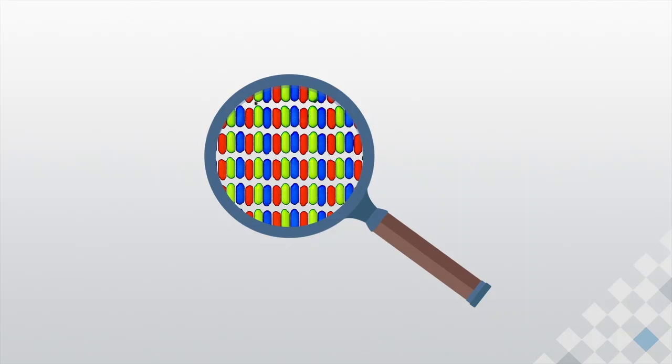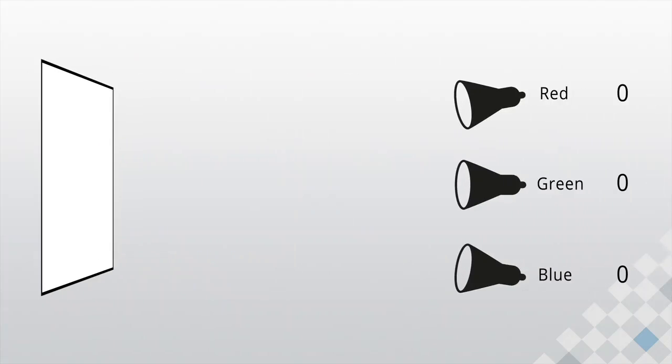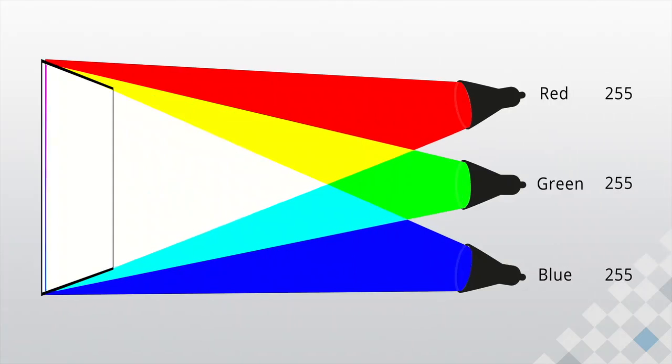Red, green, and blue are the 3 primary colors of light, and they can be combined to make all the colors of the visible spectrum. Each set of 3 lights is called a pixel. Let's use these 3 lights to represent a single pixel. When all 3 lights shine at the same time, our eyes perceive them together as white light.